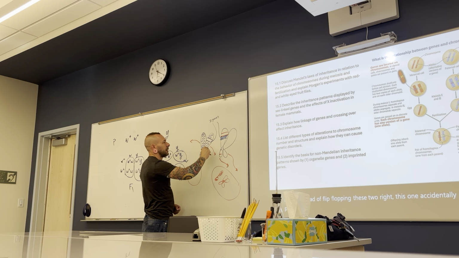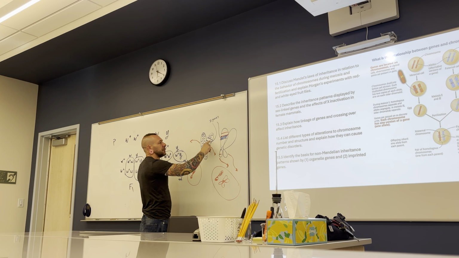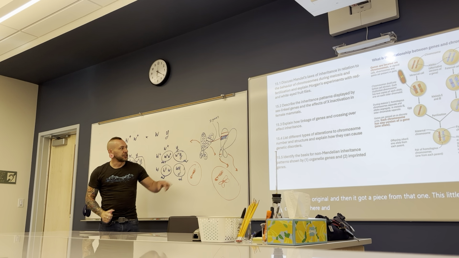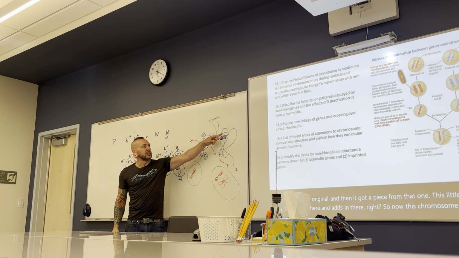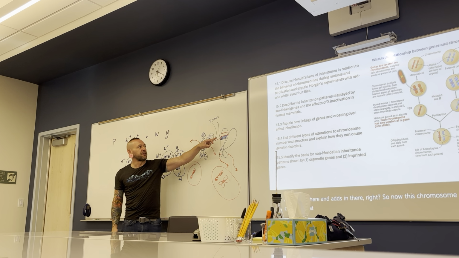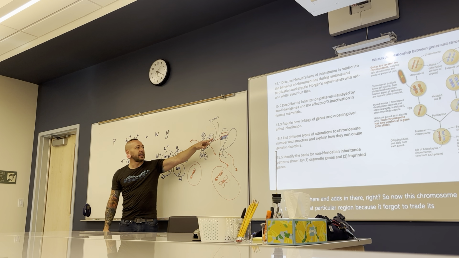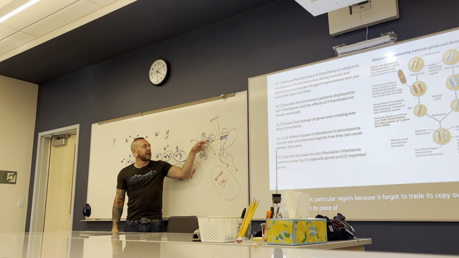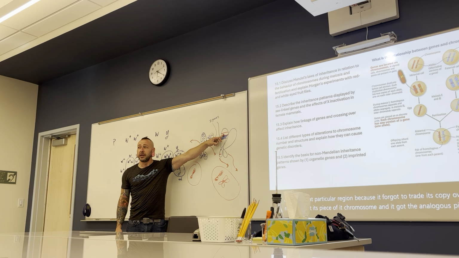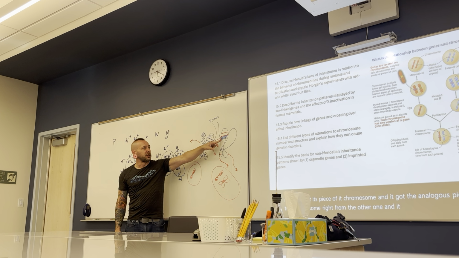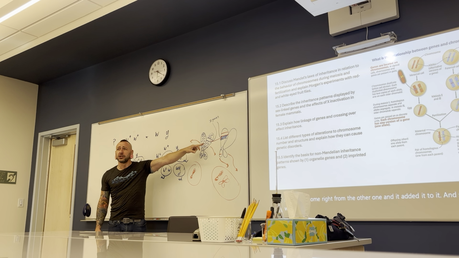So here we have the original, and then it got a piece from that one. This little piece comes over here and adds in there. Now this chromosome has 2 copies of that particular region because it forgot to trade its copy over. It kept its piece of the chromosome, and it got the analogous piece from the other one and added it to it. So now we have a duplication over here and a deletion over here.